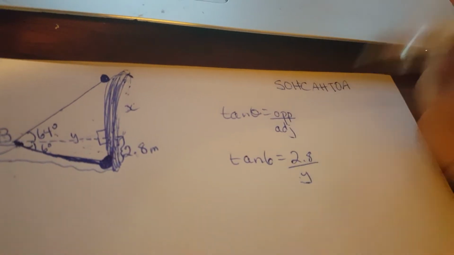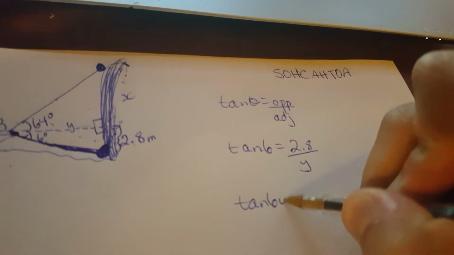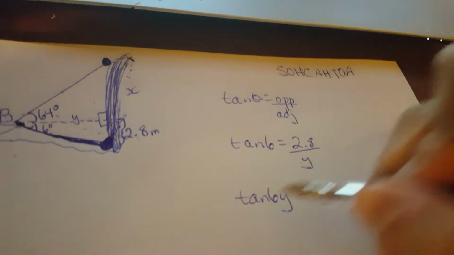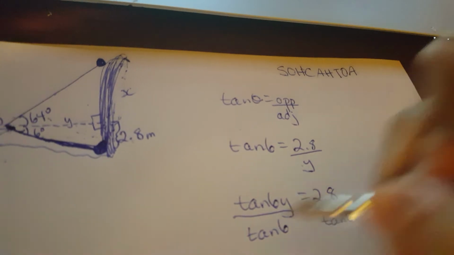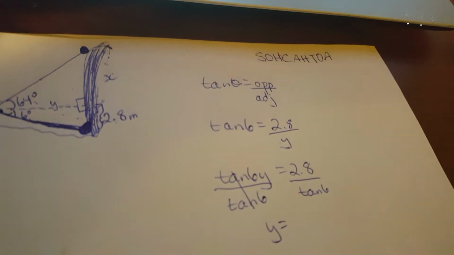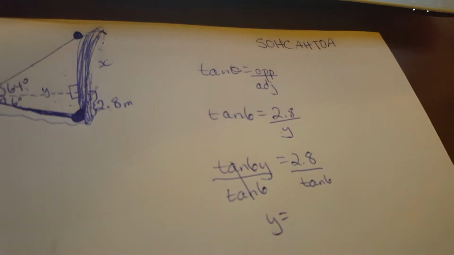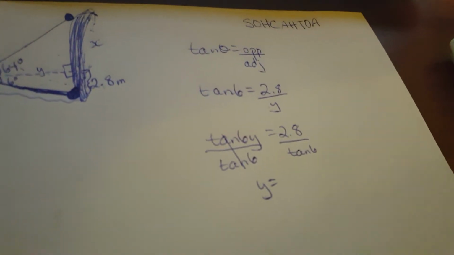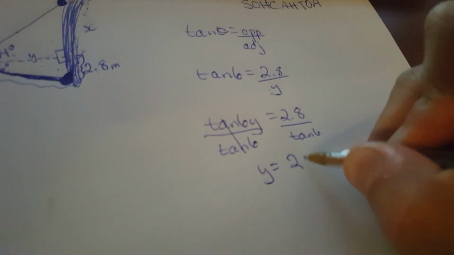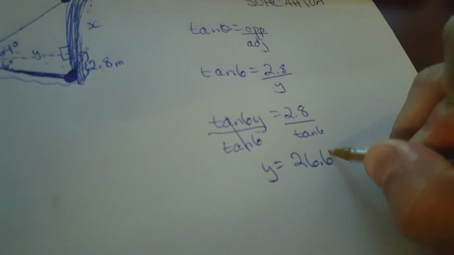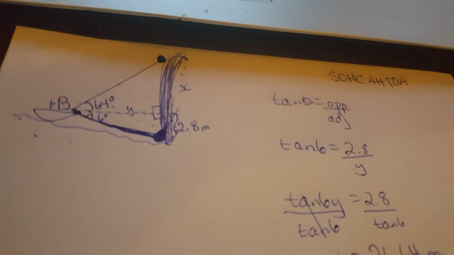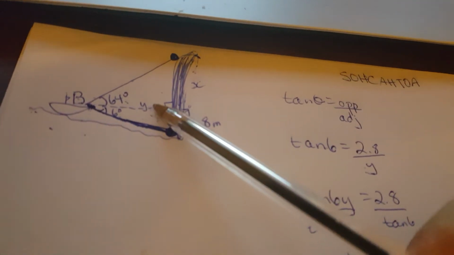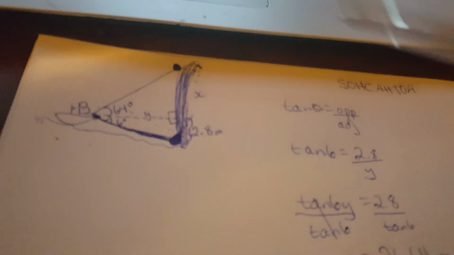Solve. Cross multiply. Tan 6 times y equals 2.8. Divide both sides by tan 6. Cross those out. So y is 2.8 divided by tan 6, which is 26.64 meters. So that's y. That gives me the distance from the bridge to the waterfall. Now that I know y, I have a side and an angle, so now I can find my other side.